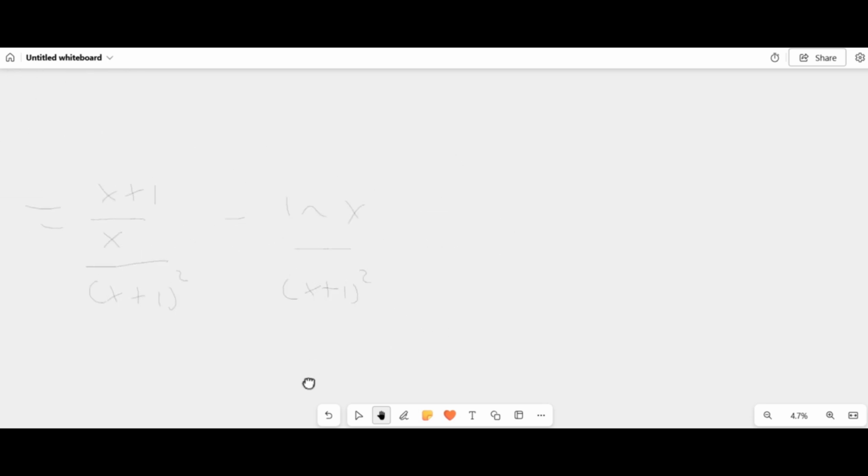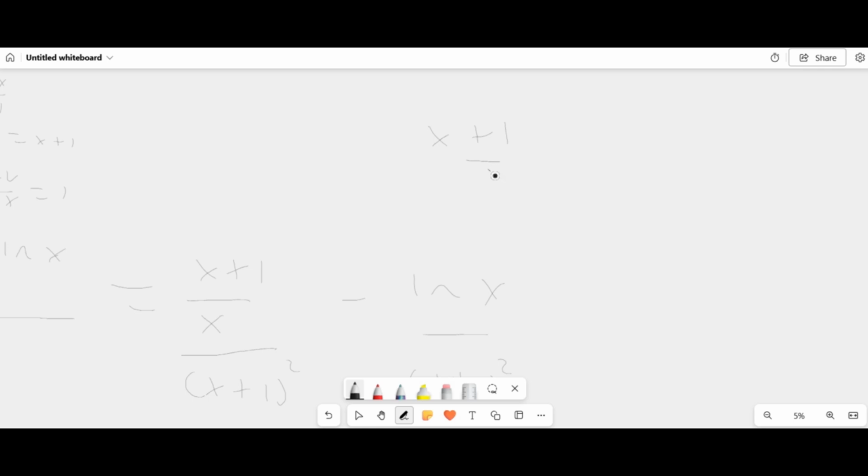So now, let me just take it to the side a little bit here. I've got x plus 1 over x, divided by x plus 1 squared, which is technically x plus 1 squared over 1, you can think of it like that. So what you do here is keep, flip, change. You change this to times, and then you flip the second one, so that's 1 over x plus 1 squared. Times x plus 1 on the top, that's going to be x plus 1 over x open bracket x plus 1 squared.